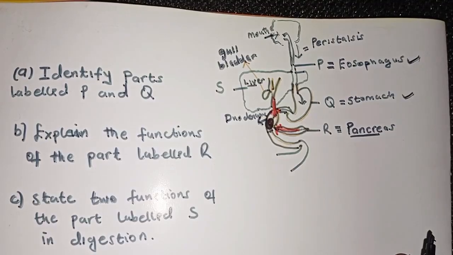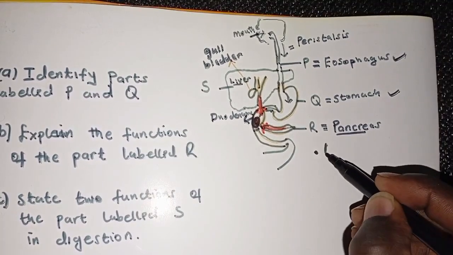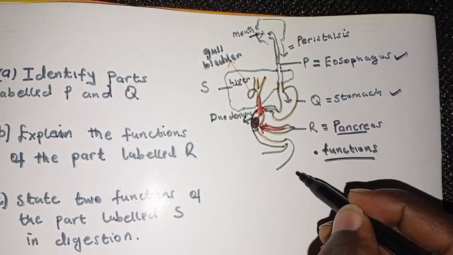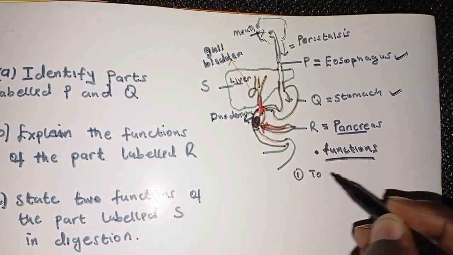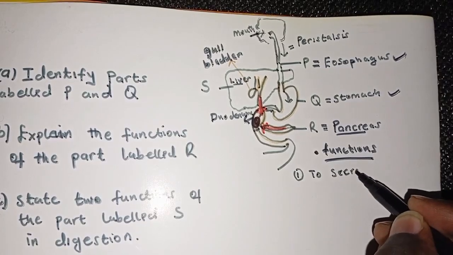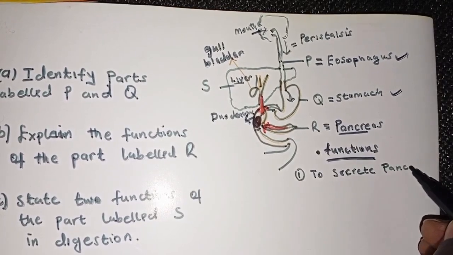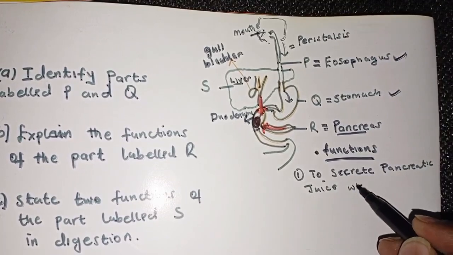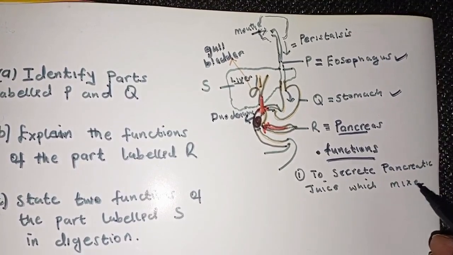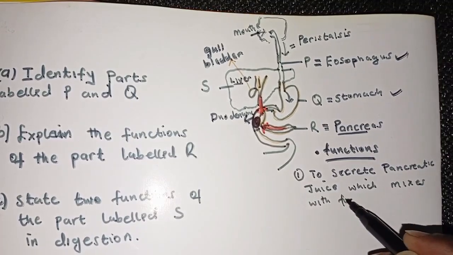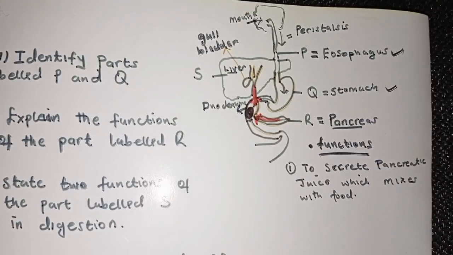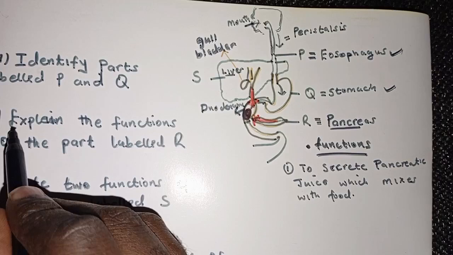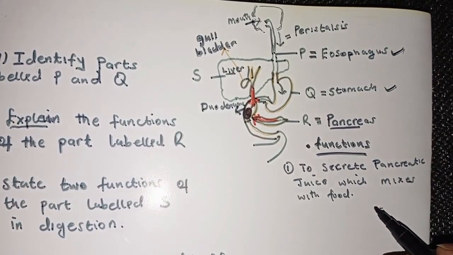Explain the functions of the part labeled R. So the functions of R, number one, is to secrete pancreatic juice, which mixes with food. It will secrete the juice and it will mix with the food there. That's the function. When the question says explain, you need to explain. So, to secrete pancreatic juice, which mixes with the food.